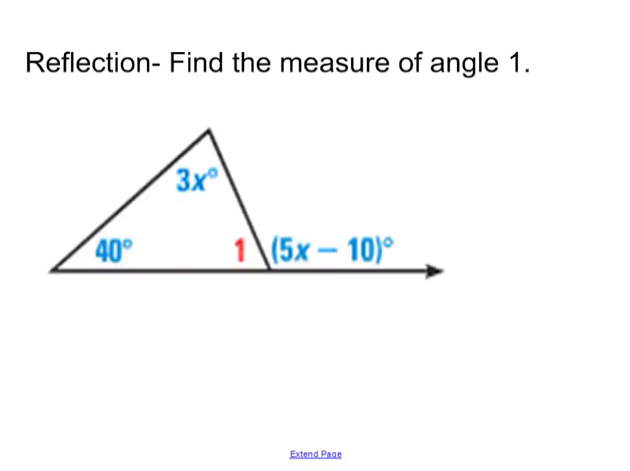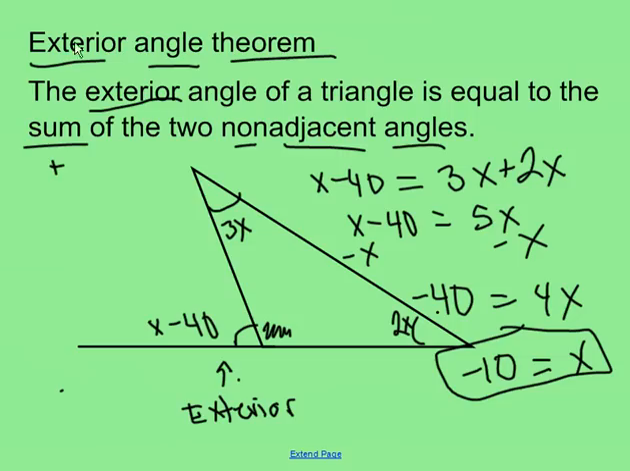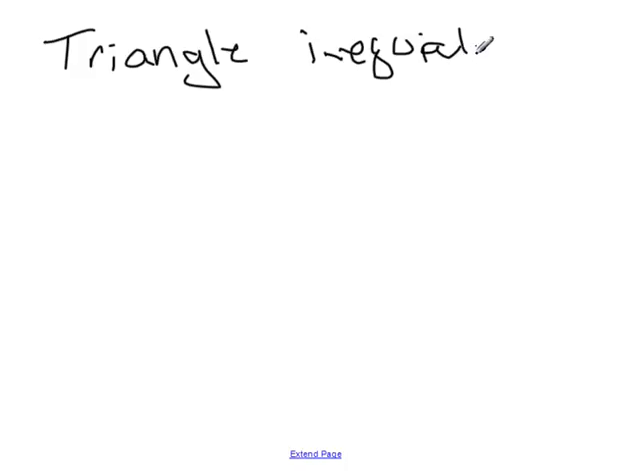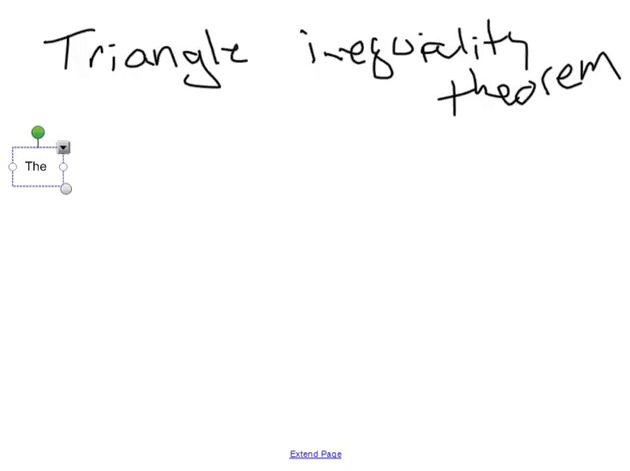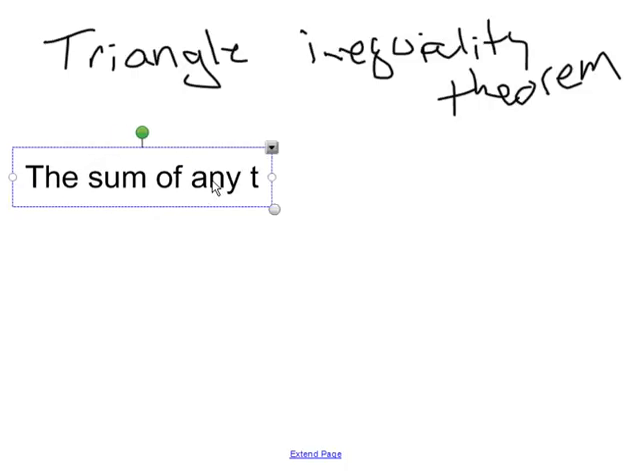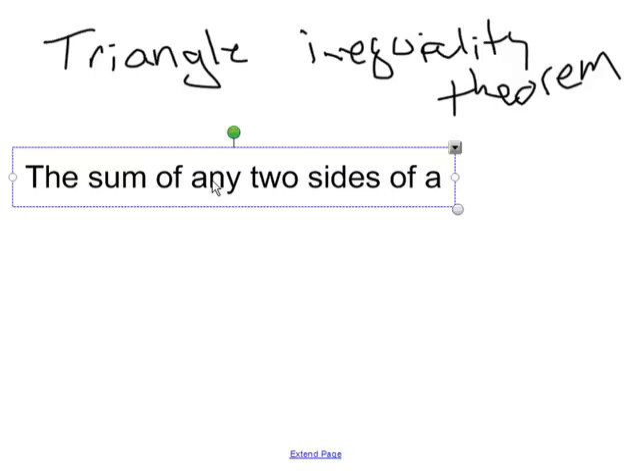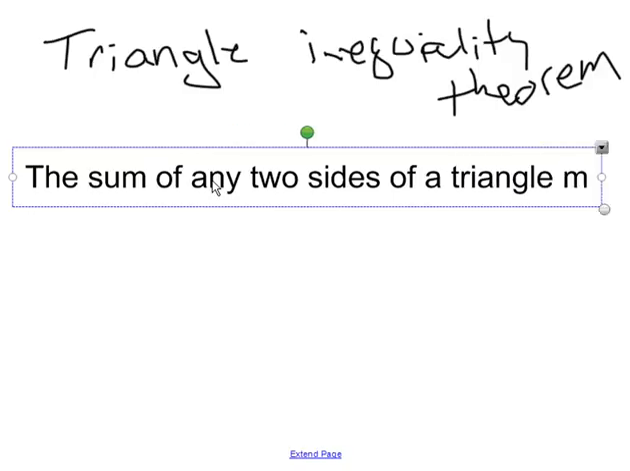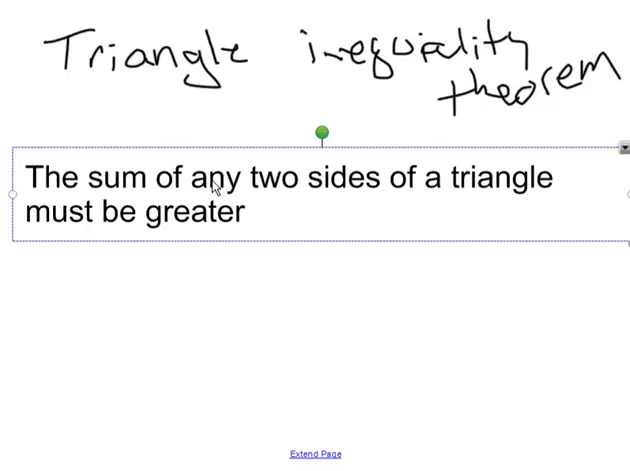Next, not quite time for the reflection yet, we have to talk about the triangle inequality theorem. And apparently I lost my slide at some point. But that's okay, I can type it. The triangle inequality theorem states the sum of any two sides of a triangle must be greater than the third side.